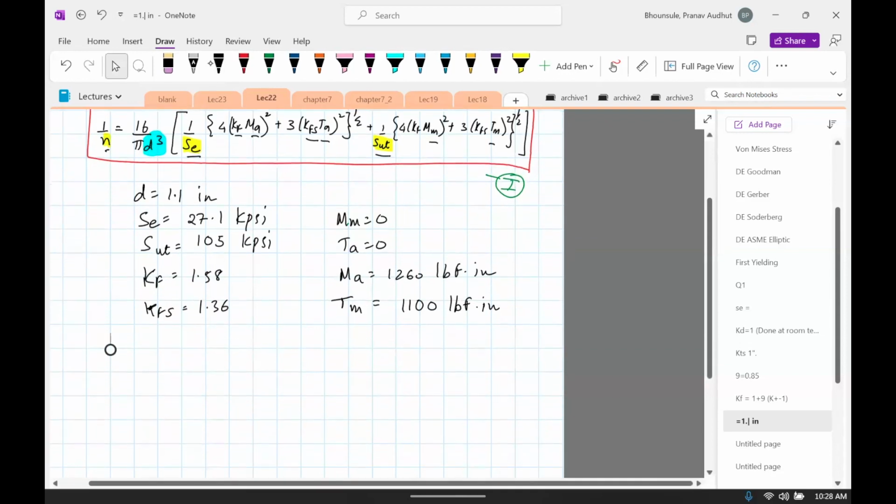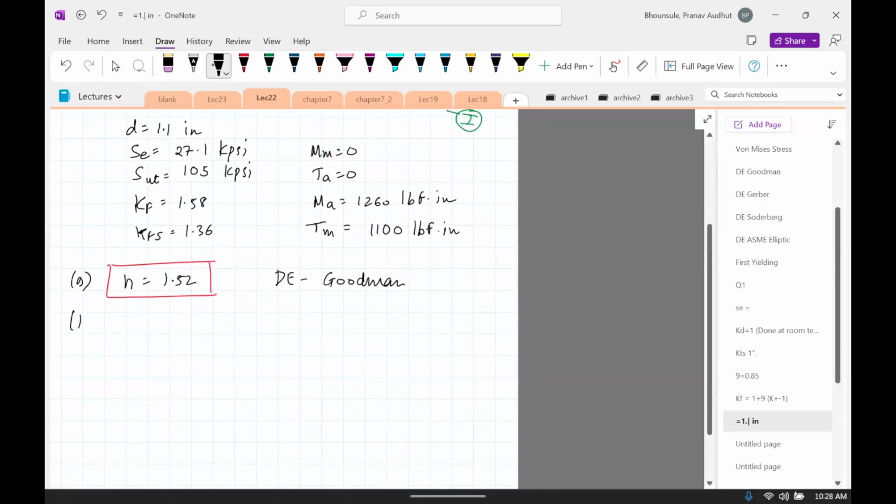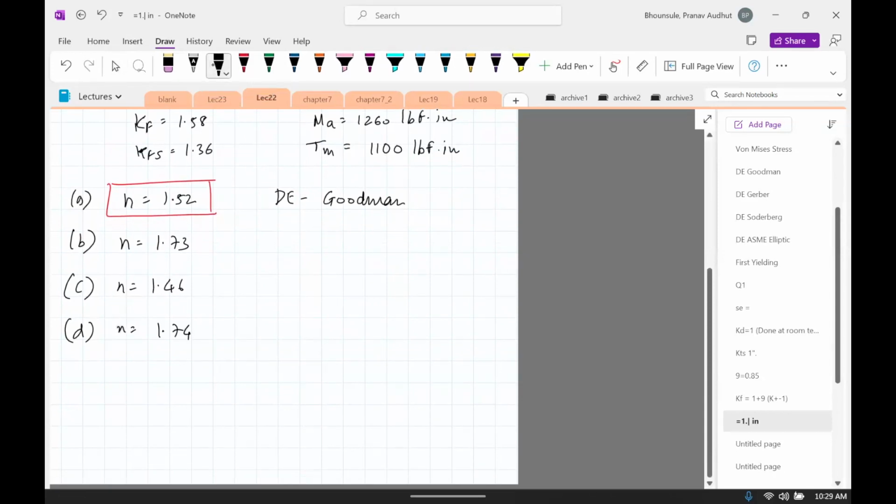Okay, so using Formula 1 and all these values, N comes out to be 1.52. So this is D.E. Goodman. This is the answer to part A. Part B, again, do the same thing. Use the second formula to compute N equals 1.73, D.E. Gerber N equals 1.46, D.E. Soderberg N equals 1.74, D.E. semi-elliptic, and first yield, N equals 4.5.